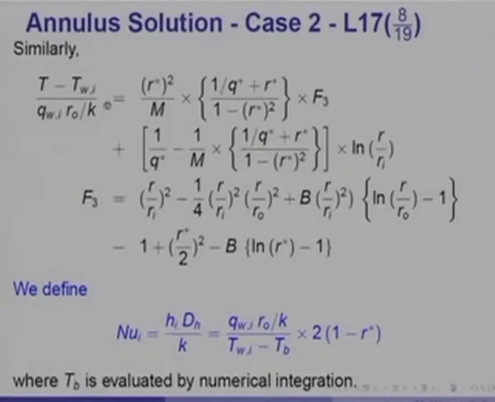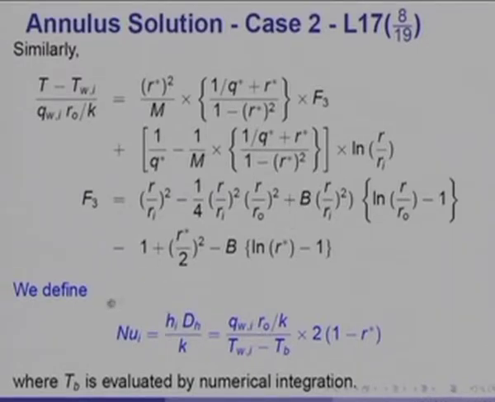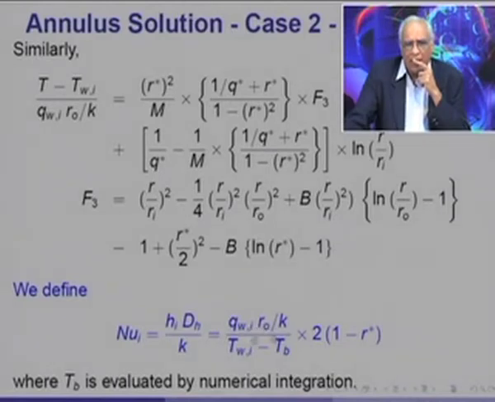For case 2 where the inner wall is heated, that is q_wall,i is given, the solution can be expressed compactly in this fashion: r star square by m into 1 over (q star plus r star), multiplied by a function f3 plus all this, and f3 itself is given by a long expression like that. Mind you, these expressions take quite a bit of algebra to arrive at. Again, in this particular case, I will define Nu_i equal to h_i d_h by k equal to q_wall,i r_o by k divided by (T_wall,i minus T_bulk) into 2 into (1 minus r star). Again, using this temperature profile, I must evaluate T_bulk, which is required here, by numerical integration.